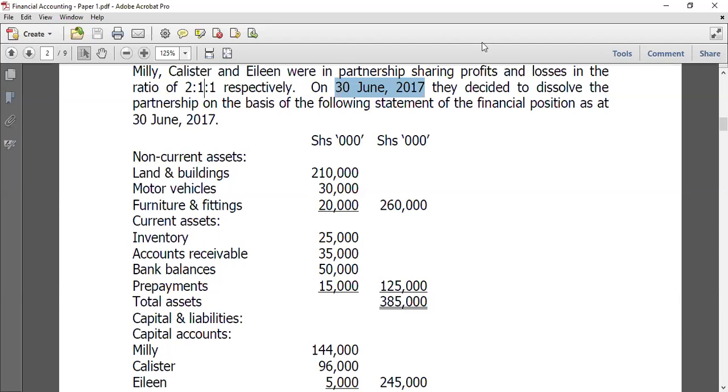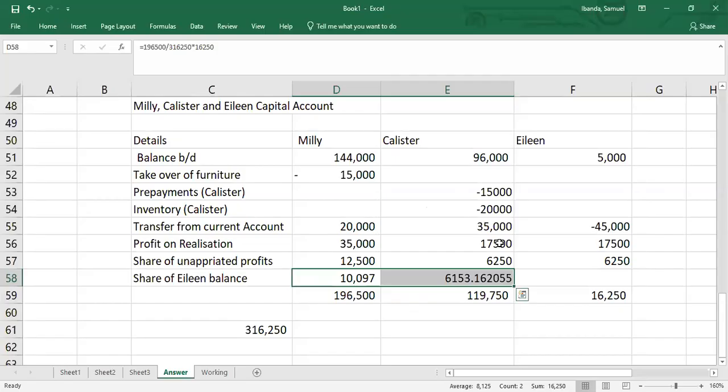Now, what we have done here, you should ask yourself: is this the last capital ratio, at the end of what? At the end of the period. And remember, what they're also bringing in, guys, is this.